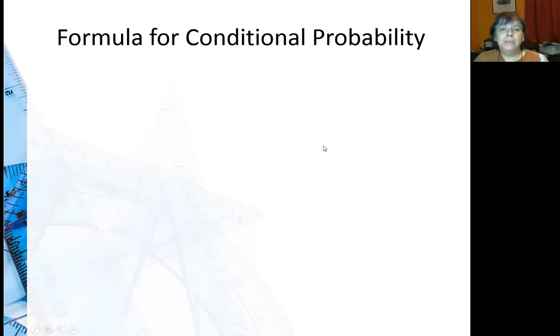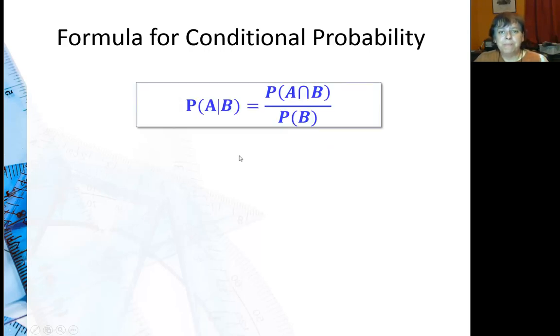So this leads to the formula for conditional probability. You can say that the probability of A given B is equal to the probability of A and B, the intersection, all over the probability of B.